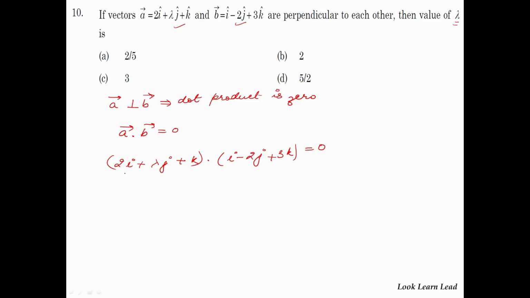So how is the dot product calculated? i is multiplied with i and j is multiplied with the coefficient of j. That is 2 into 1, which is 2. Plus lambda times minus 2, so it is minus 2 lambda. Here we have 1 and 3, that is plus 3, equal to 0. So we have minus 2 lambda equal to minus 5, and lambda is equal to 5 by 2 is the answer. We have the option here, it is D. D is the answer. Lambda is equal to 5 by 2.